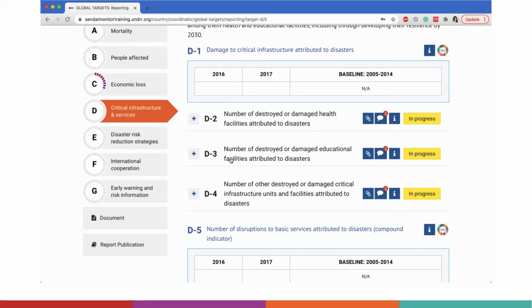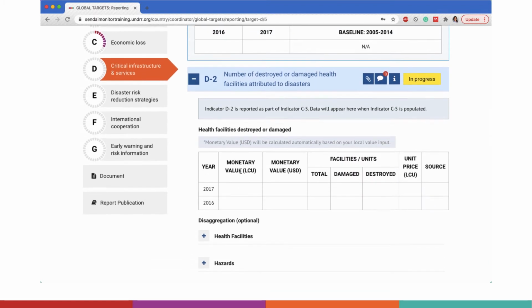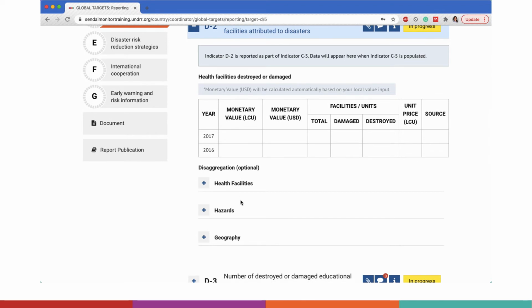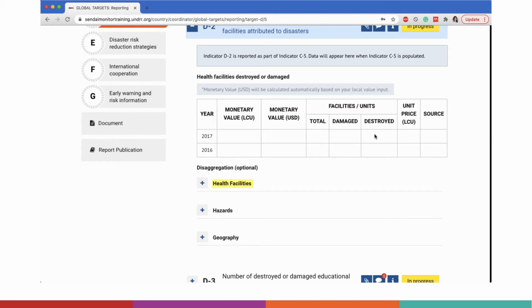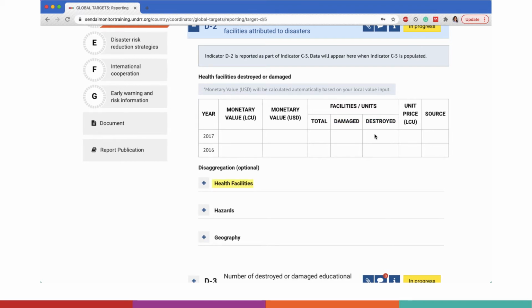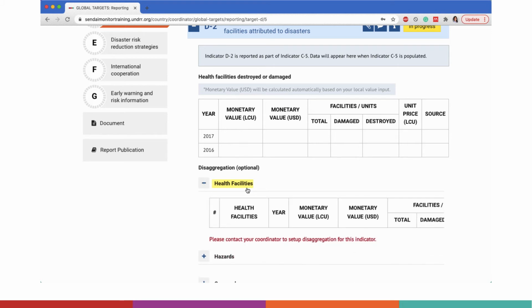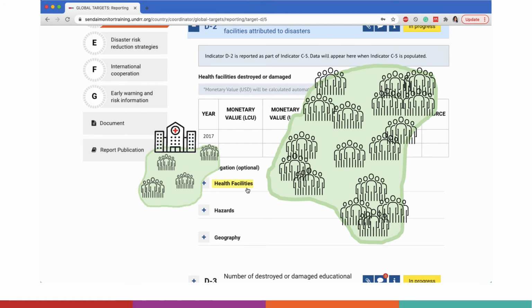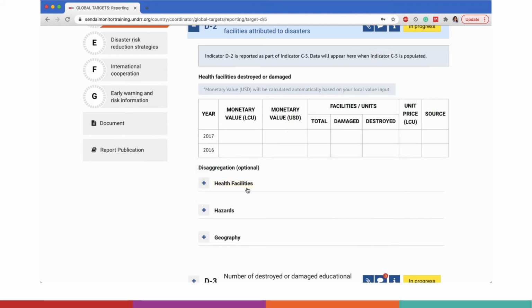As always, you are encouraged to disaggregate data, where for these indicators you can disaggregate by hazard, geography, level of affectation of either damaged or destroyed, and size of facility. If you decide to disaggregate by size of facility, the definition is up to your country. For example, a large hospital in a small island developing state would be small in a populous South Asian country. Disaggregation on the monitor is set up by the country coordinator under Global Targets and Setup.